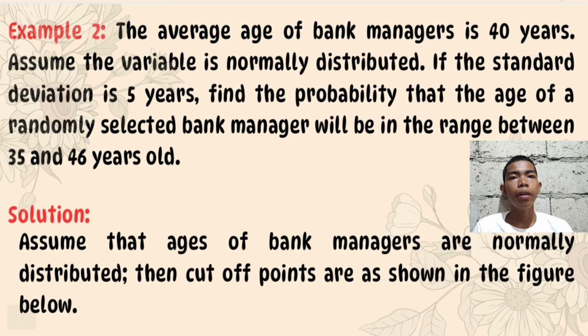Example 2. The average age of bank managers is 40 years old. Assume the variable is normally distributed. If the standard deviation is 5 years, find the probability that the age of a randomly selected bank manager will be in the range between 35 and 46 years old. Solution. Assume that ages of bank managers are normally distributed, then cutoff points are shown in the figure below.